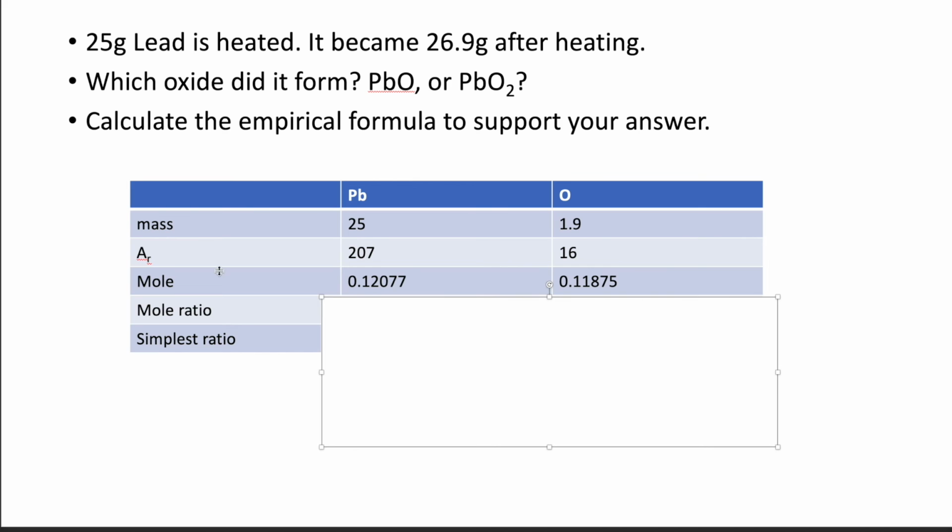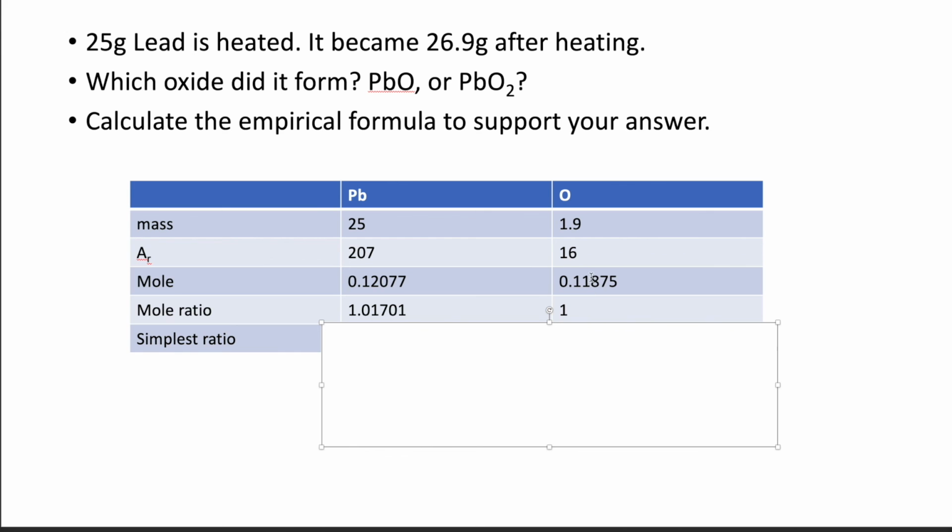Okay, number of mole equals to mass over molar mass. So this divided by this gets this. This divided by this gets this. And the mole ratio, so over here, this mole and this mole, you will have to find the smallest number and divide them by the smallest number. So 0.11875 is the smallest number. So take this, divide by this, and 0.12077 divided by 0.11875. This is what you will get.